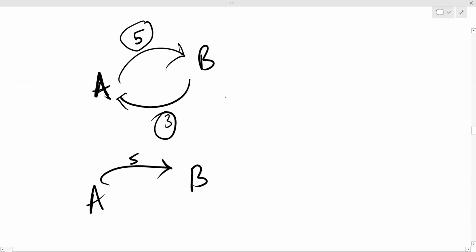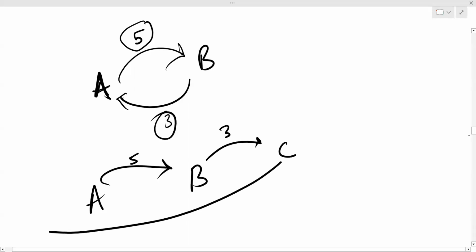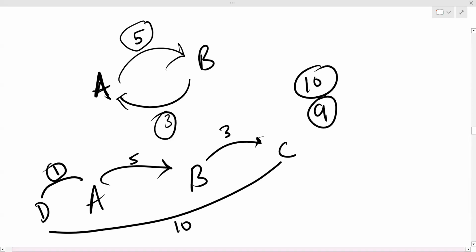I can have something more complex, something like this. A is 5 units ahead of B. B is maybe 3 units behind C, and C is finally 10 units in front of D, and D is just 1 unit behind A. So this doesn't actually add up, right? Because between D and C, you should have at least 10 units. But if you count between these three, you'll get a sum of 9. So this is a contradiction. So in these cases, you'll get a no.